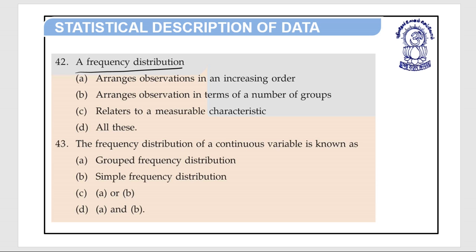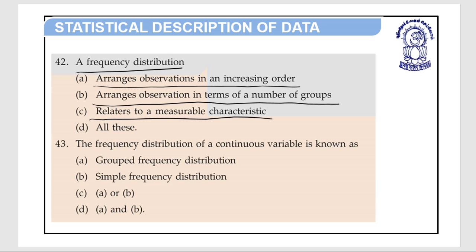A frequency distribution arranges observations in an increasing order, arranges observations in terms of a number of groups, relates to a measurable characteristic, all these. So option D, all of these.